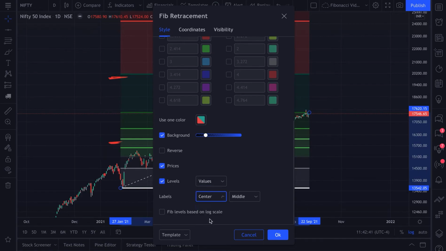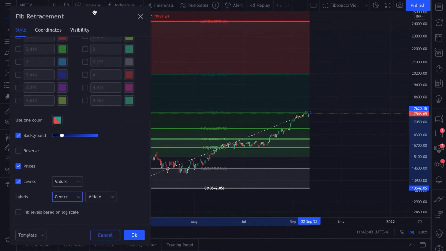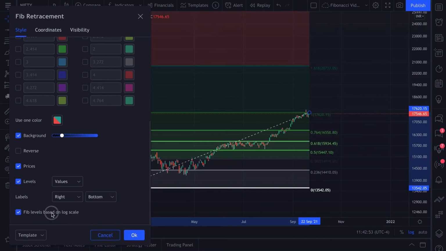The labels, you can move them to the center, which is kind of cool. So you can see their center. You can move them to the right. You can also move them top or middle or bottom. You can also do it on a log scale. And log scale, remember, is important because it changes when you have your scale set to log rather than being a fixed unit.